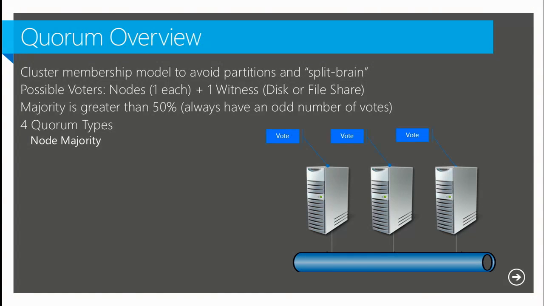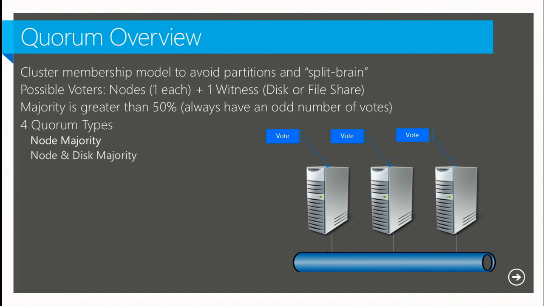The side with majority wins, it stays online. The side that does not have majority will patiently wait. It will try to contact those other nodes and try to rejoin the cluster. But this way, we always ensure that the majority, the side that has quorum, keeps the resources running. The side that doesn't waits patiently.